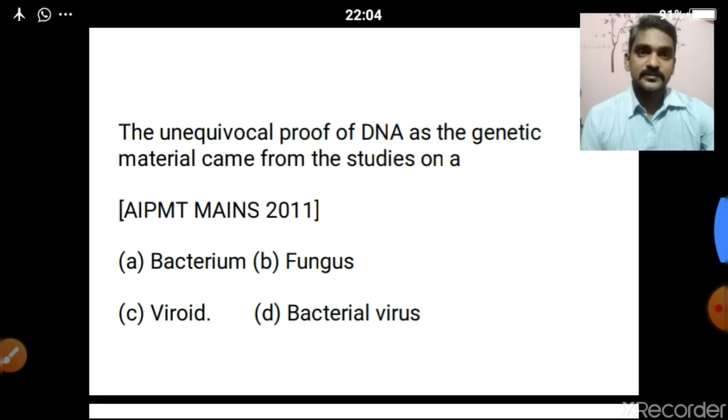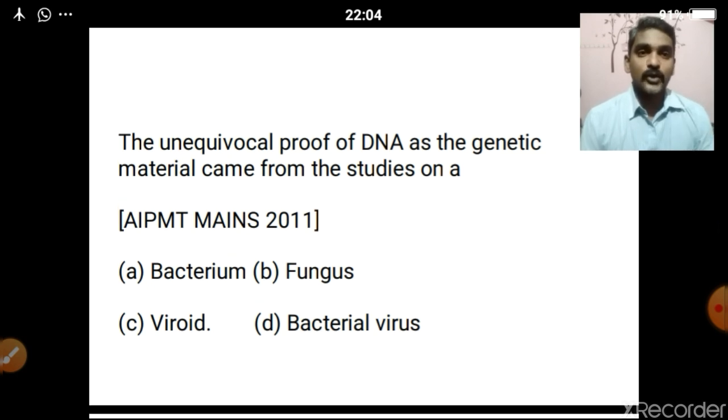Next question. Unequivocal proof of the DNA as genetic material came from the studies. Actually this is the direct question from the book. Unequivocal. What do you mean by unequivocal? Unequivocal means without any doubt. Okay, 100%. The proof is DNA is a genetic material, no other thing. Only the DNA is a genetic material, is not a protein, is not RNA.